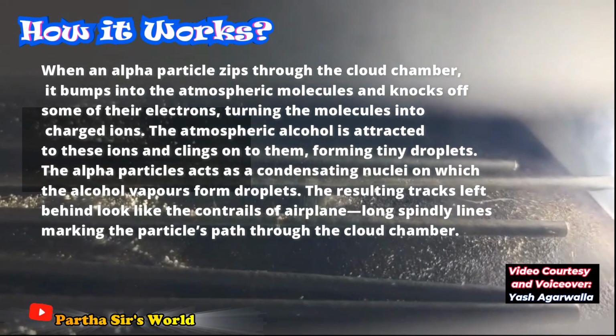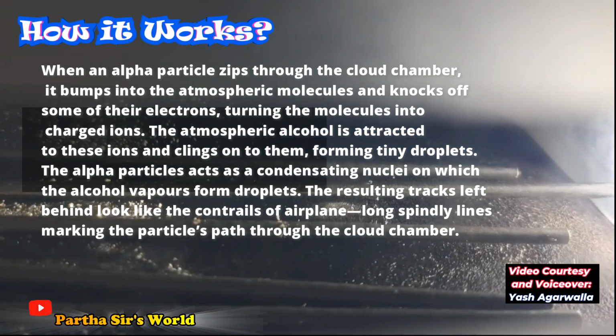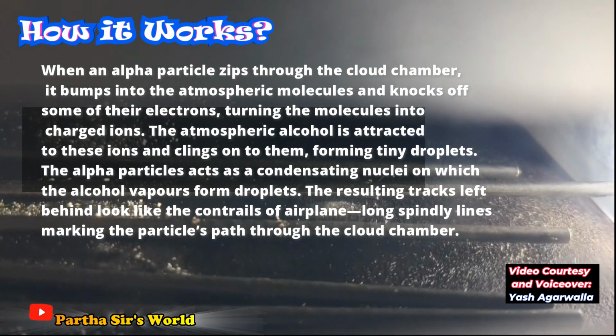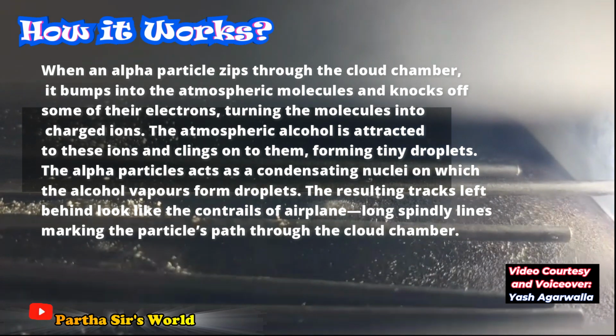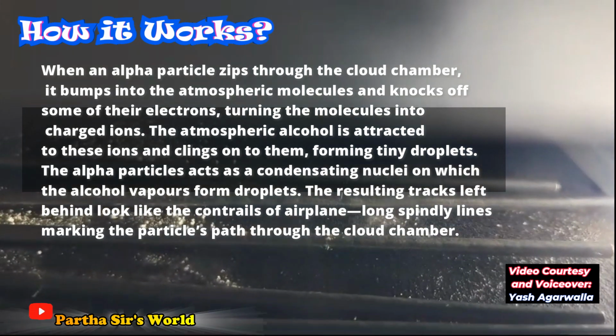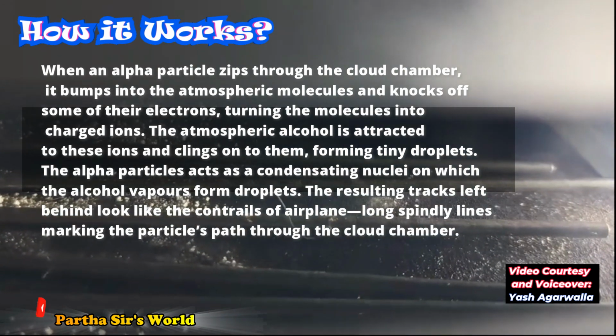The atmospheric alcohol is attracted to these ions and clings onto them, forming tiny droplets. The alpha particle acts as a condensation nuclei on which the alcohol vapors form droplets. The resulting tracks left behind look like a contrail of an airplane, long, spindly lines marking the particle's path through the cloud chamber.